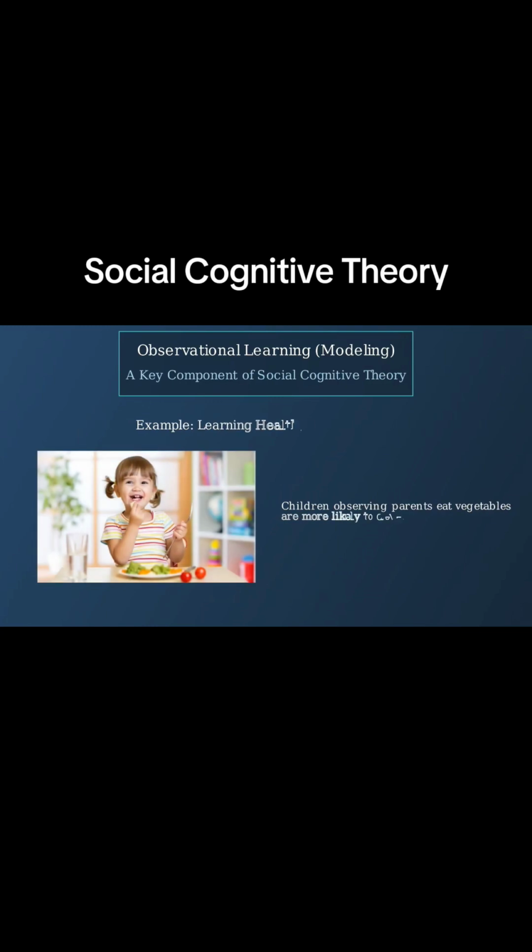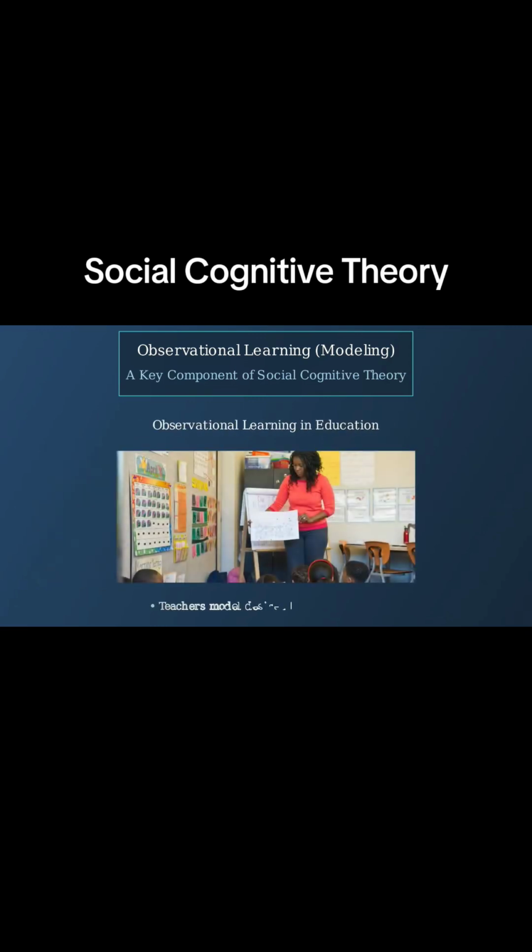A practical example of observational learning is in developing healthy eating habits. When children repeatedly watch their parents choose and enjoy vegetables and fruits, they're more likely to adopt these behaviors themselves. In educational settings, observational learning is a powerful tool. Teachers model desired behaviors and skills, peers demonstrate successful approaches, and students learn both academic content and important social skills.